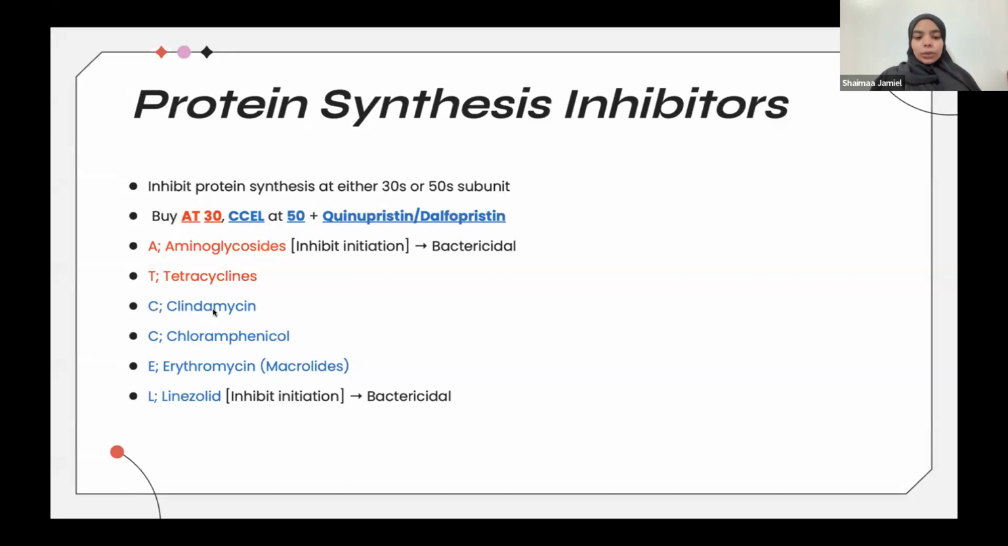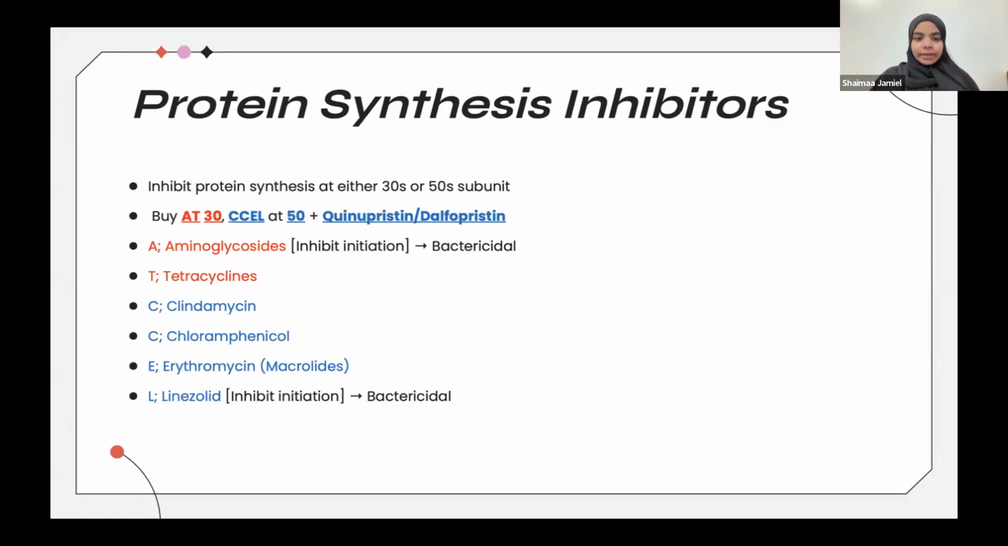And almost all of them are involved in inhibiting the elongation of the protein. However, aminoglycosides and linezolid are the only ones that inhibit the initiation complex, and therefore they're bactericidal. So aminoglycosides and linezolid, by inhibiting initiation, become bactericidal, while the others are only bacteriostatic, okay?